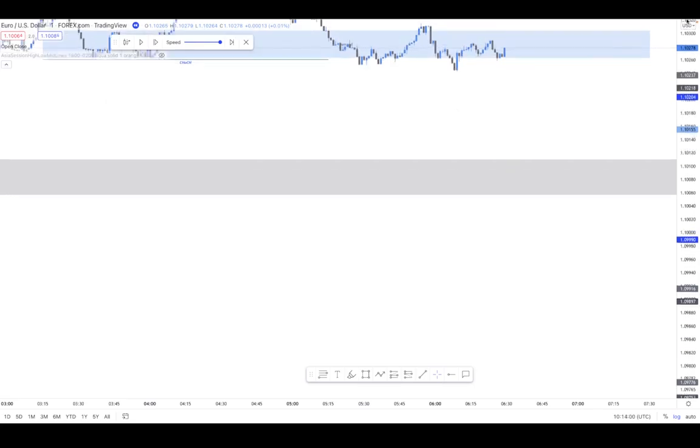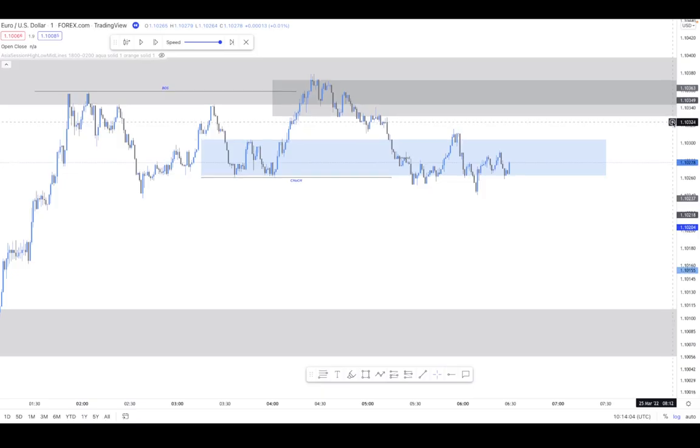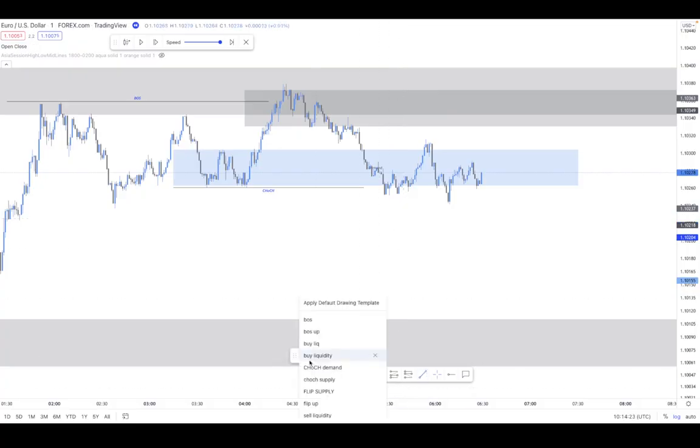Now, let me just mark this so it's a little bit cleaner. There you go, okay? So for me, my 1-minute change of character here would have been this demand zone here that put in this recent high, filling more than 50% of this move down, and left this supply zone here with imbalance below it, okay? Now, if we mark the change of character, this is where I would get my entry from.